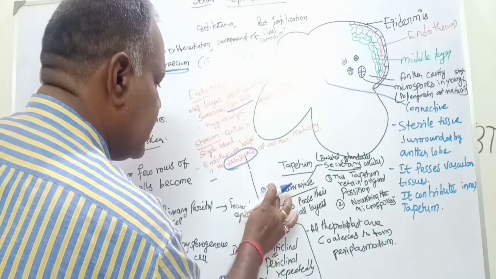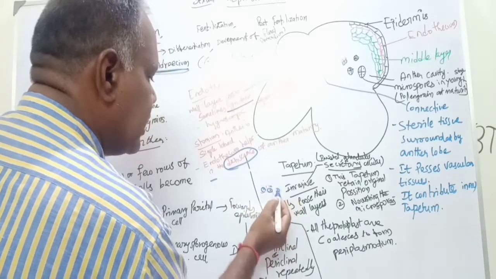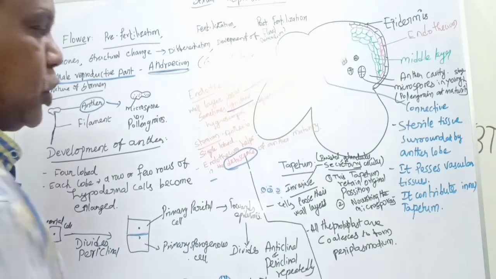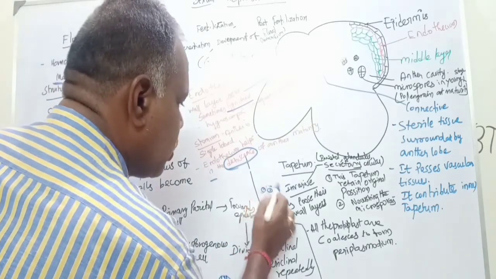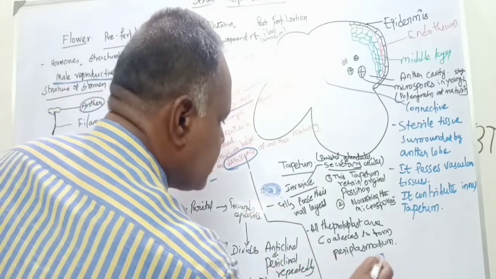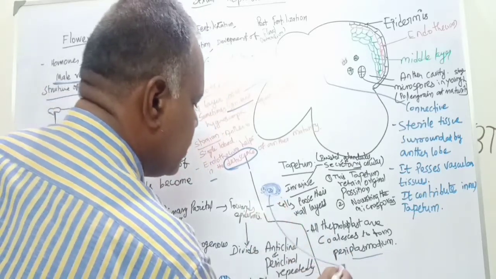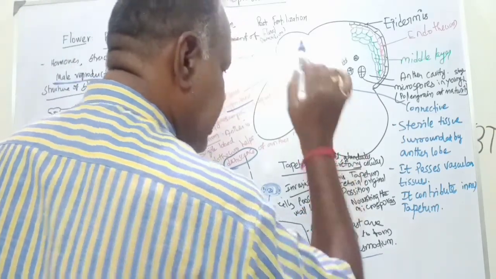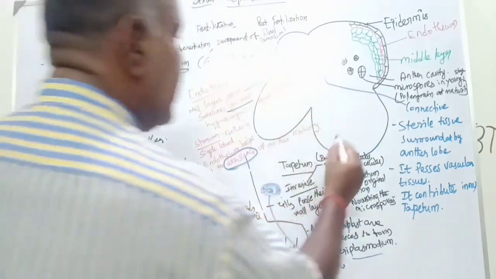Listen, the wall layers are disintegrated. It contains only the plasmodium, that is a protoplast. All the protoplasts coalesce to form periplasmodium. Okay, the secretory tapetum retains its original position.